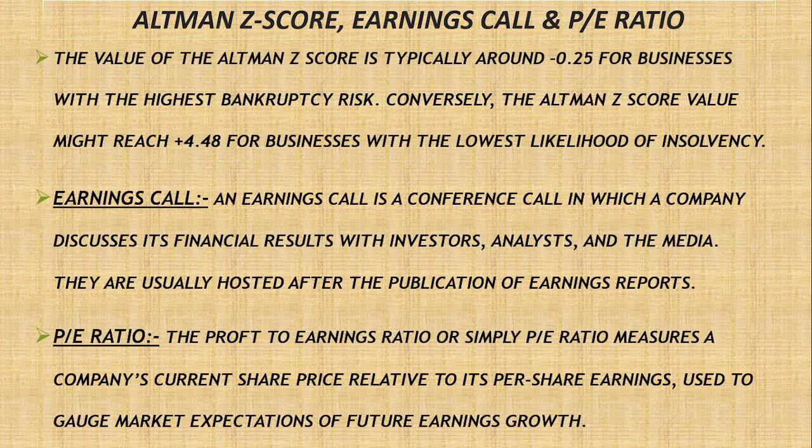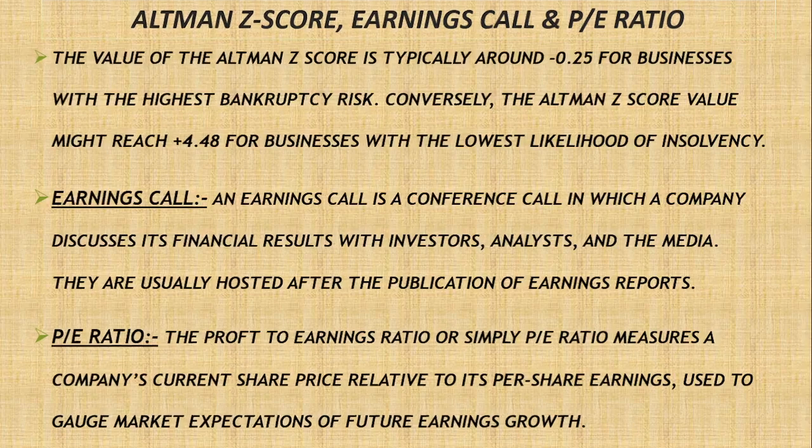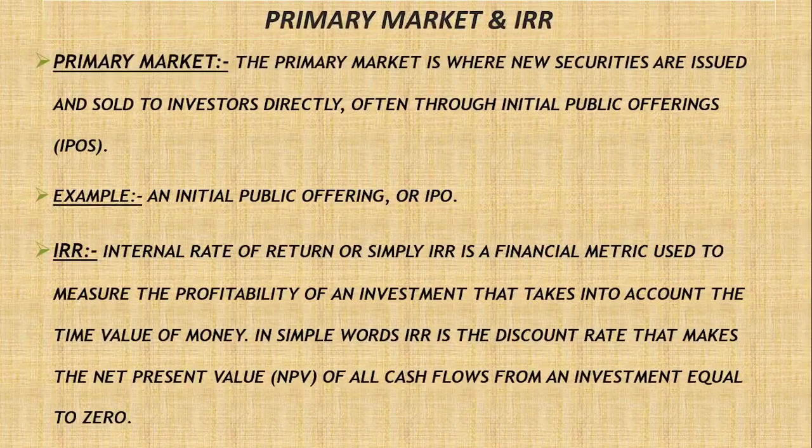P/E ratio. The P/E ratio, or simply price to earnings ratio, measures a company's current share price relative to its per share earnings, used to gauge market expectations of future earnings growth. Primary market and IRR. Primary market. The primary market is where new securities are issued and sold to investors directly, often through initial public offerings, that is IPOs. Here the example is initial public offering or IPO.